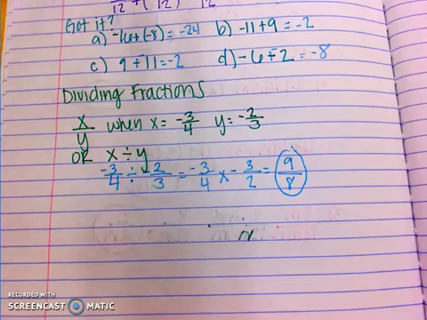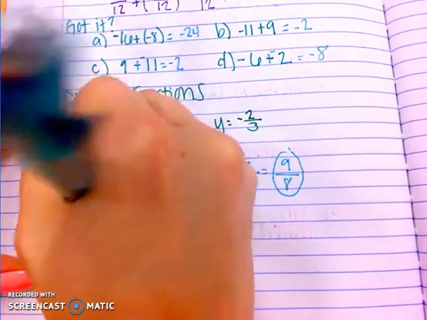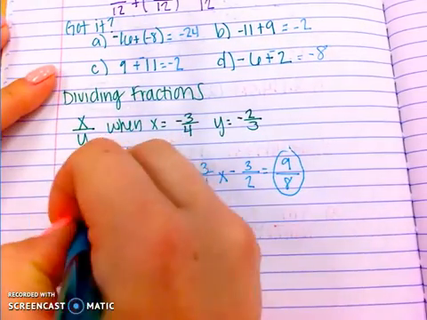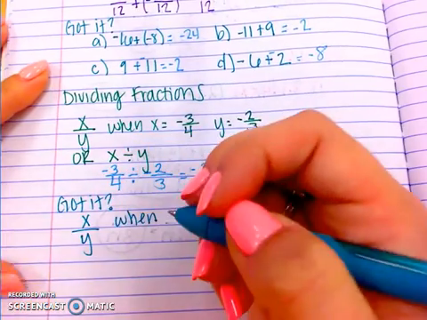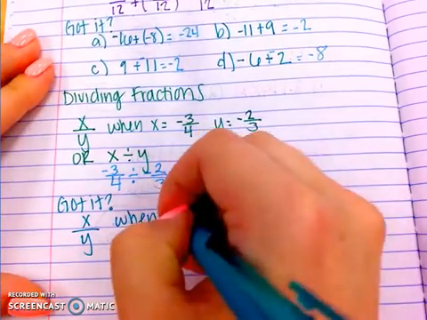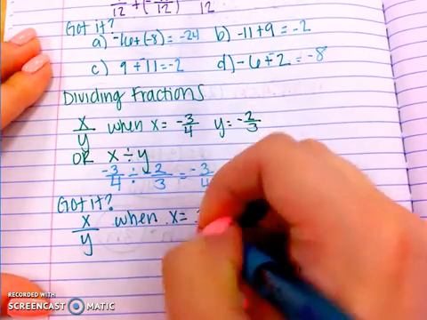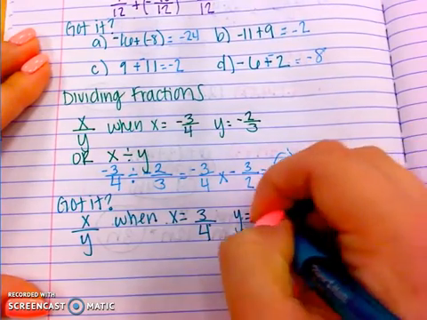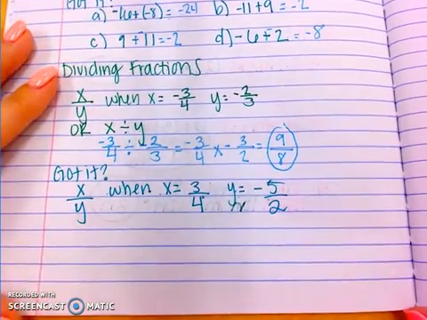All right. And then I want you to do a got it. Okay. So we're also going to look for x over y. Let's say when x is 3/4, let's say positive, and y is negative 5/2. So go ahead and pause the video so that you can do that.